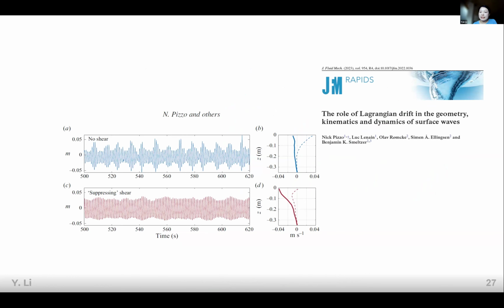This suppression of the modulation instability was already measured last year, led by Nick Pizzo, who found, especially for the case when you have a shear current which has the same magnitude as the Stokes drift, that the modulation instability can be suppressed when the shear current is opposing the wave group.